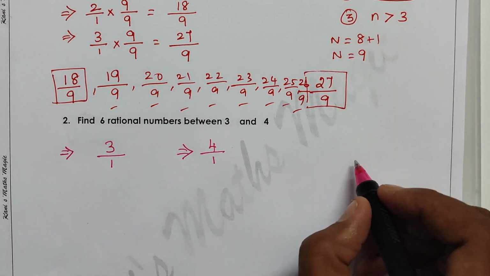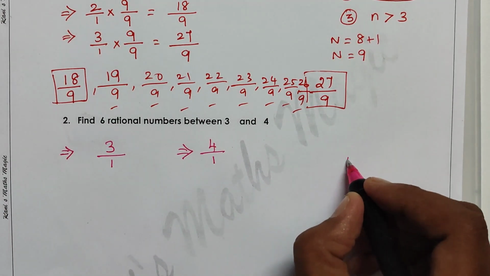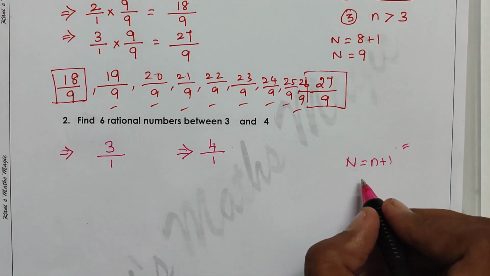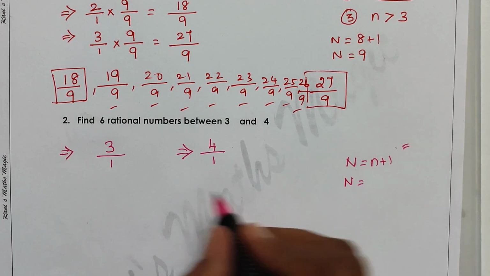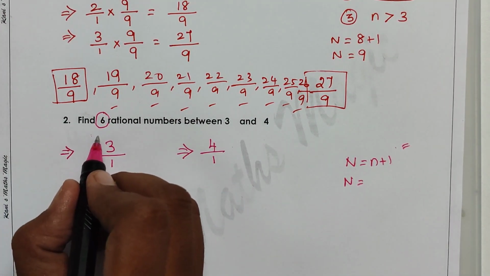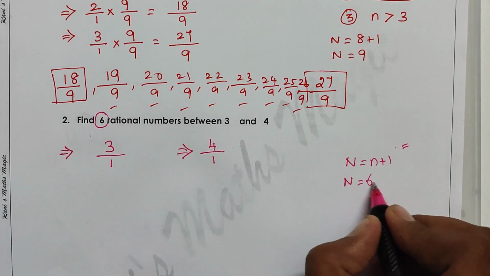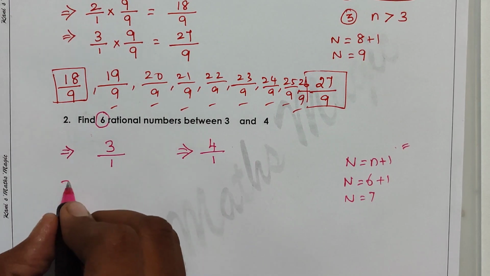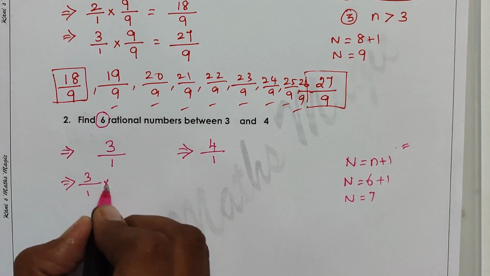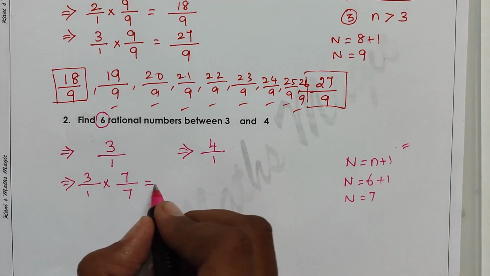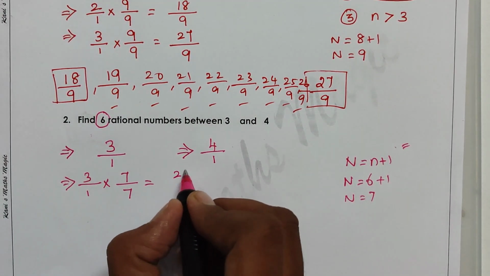So now what shall we do? We use N = n + 1. This is the best method, as I already said. Capital N is equal to n plus 1, where small n is how many rational numbers they ask us to insert. So 6 plus 1, and the capital N is 7. Now we have to multiply and divide this 3/1 by 7. Now we get 7 into 3, 21.